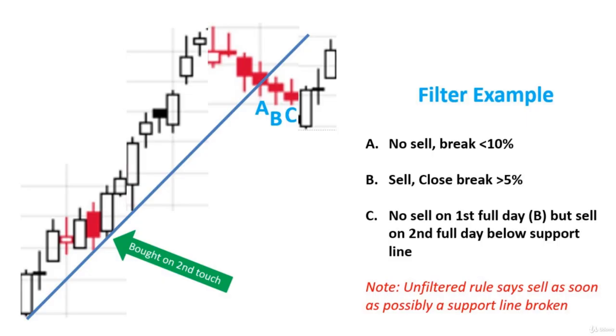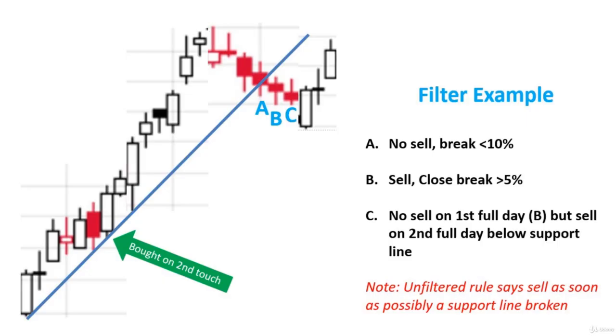Now, if we look to B, now that it's broken past the line a second day, or stayed below that line, we can say, oh, we're going to sell because the close of that day is greater than 5% breakage through that line. Not only broken through the line, but the actual closing of the day, that was our second example. Now we're selling because it broke through.